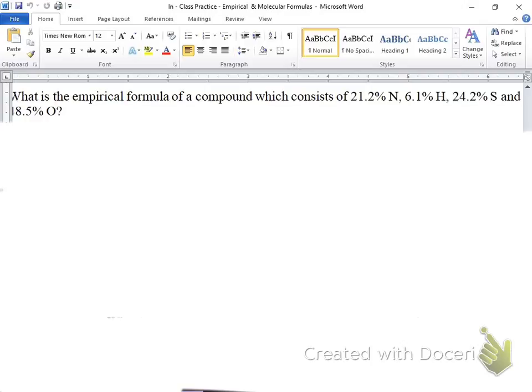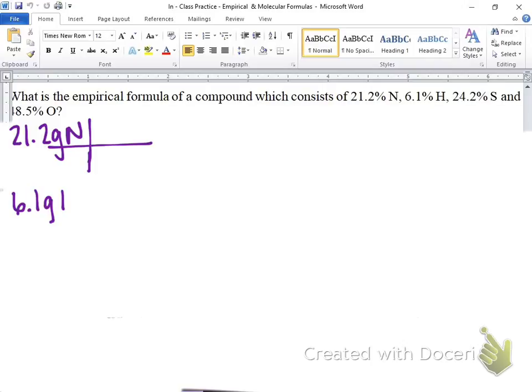Percentages. So what we're going to do is line them up. Our first one is 21.2%, so we're just going to put that right into grams. We're assuming we're working with 100 grams because all of our percentages should add up to 100. Would you agree? So we're going to say we start with 21.2 grams of nitrogen. We know we're going to have to convert that to moles, so I'm just going to build my little mini T-chart right there. Then I'm going to move on to the next one.